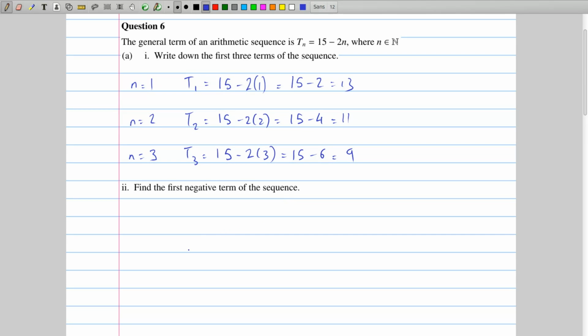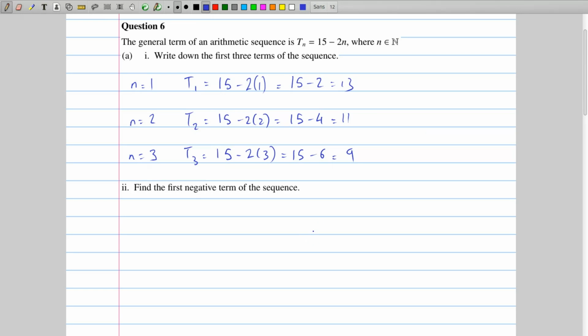We're then asked to find the first negative term of the sequence. So you can do this in a couple of different ways. You could just keep going with the sequence that you're working on. So you're starting with 13, then 11, then 9, and work your way forward until you get the first negative term. It won't always work out so easily though, because sometimes it could be like the 100th term in the sequence, in which case you have to go through 100 different terms to find your way to the first negative term.